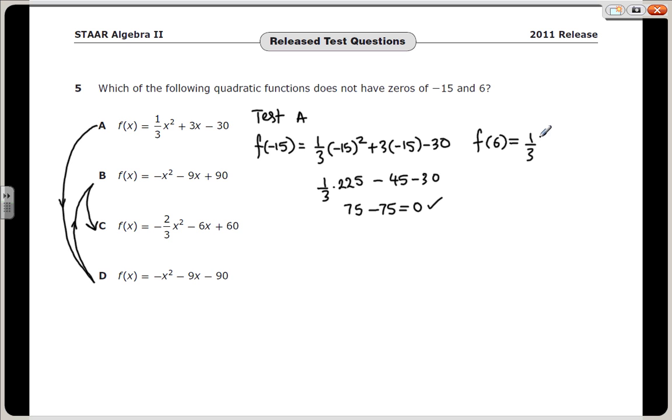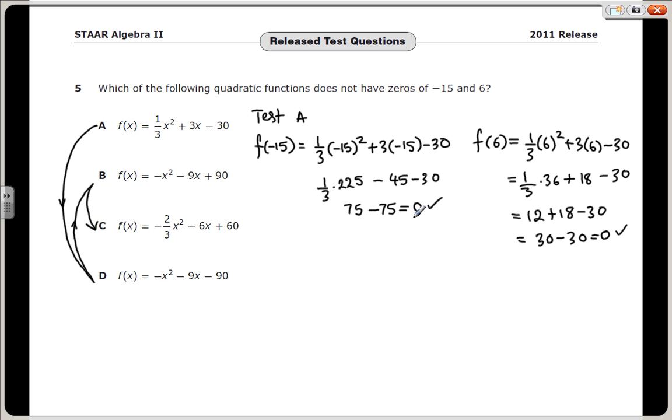Plug in 6's for all the x's: times 6 squared plus 3 times 6 minus 30. So you're going to have 1/3 times 36 plus 3 times 6 is 18, minus 30. A third of 36 is 12, plus 18 minus 30. And then you're going to have 30 minus 30, which is 0. It works. So A is good.